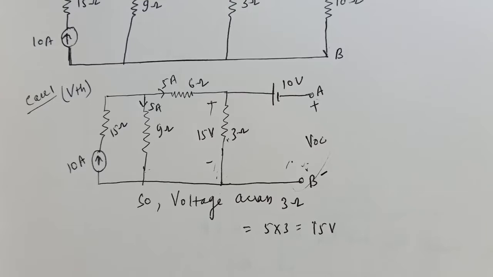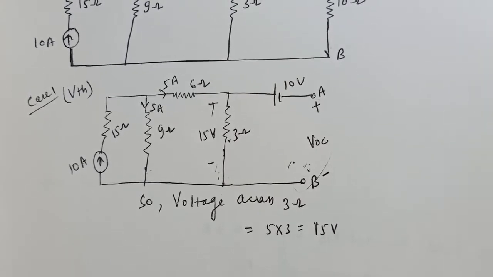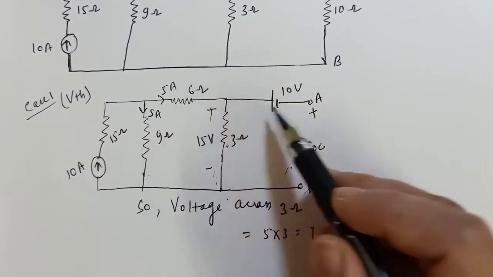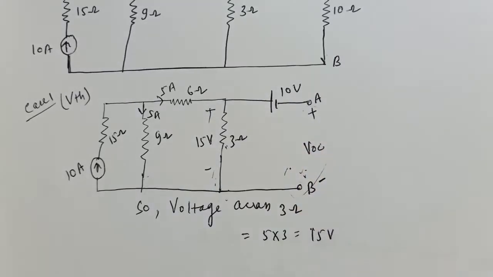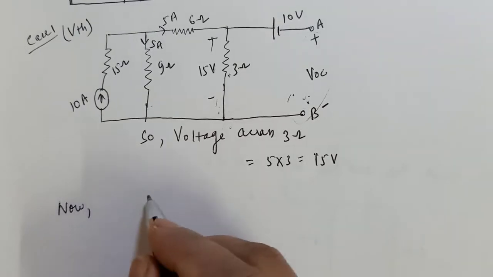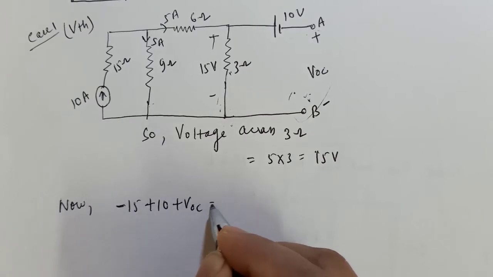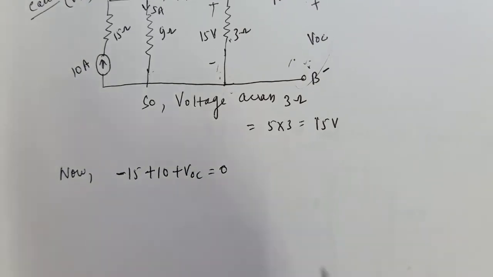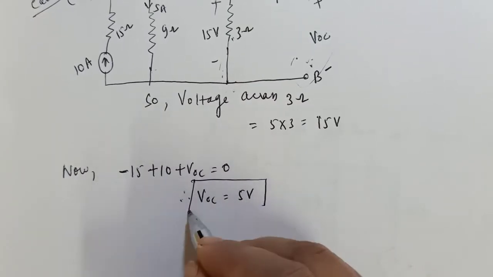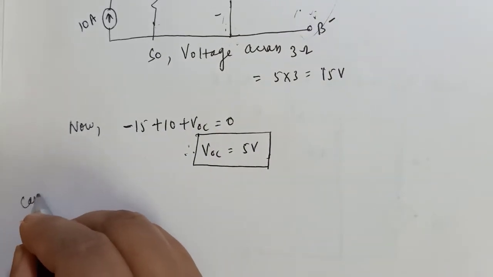Now you need to calculate VOC. For calculation of VOC you can apply KVL in the outer loop, because this voltage you know, this voltage you know, and this voltage you need to calculate. After applying KVL: minus 15 plus 10 plus VOC equals 0. Therefore VOC you will get as 5 volt. VOC is nothing but your V Thevenin. Clear?